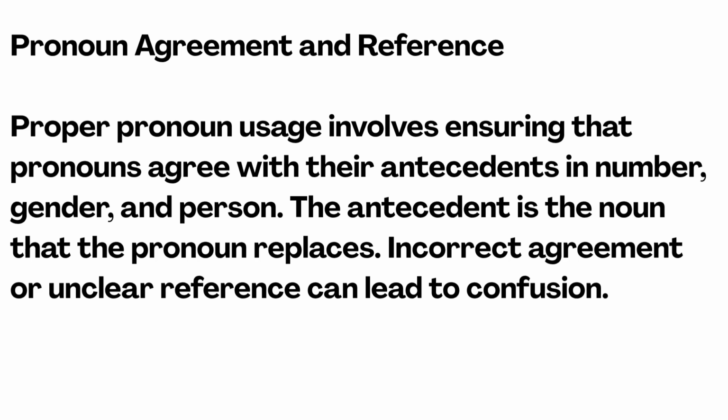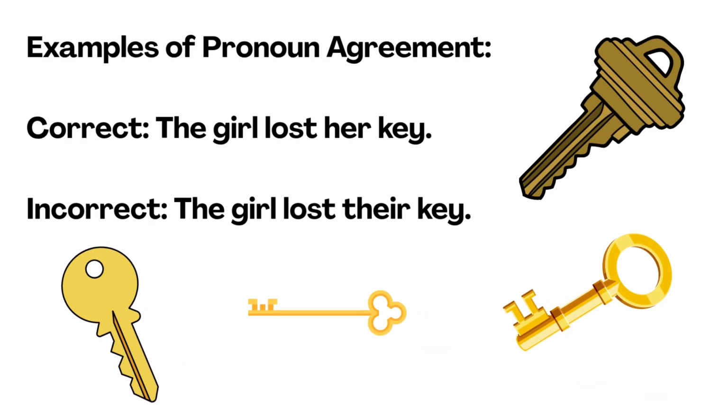Pronoun agreement and reference. Proper pronoun usage involves ensuring that pronouns agree with their antecedents in number, gender, and person. The antecedent is the noun that the pronoun replaces. Incorrect agreement or unclear reference can lead to confusion. Examples of pronoun agreement. Correct: The girl lost her key. Incorrect: The girl lost their key.